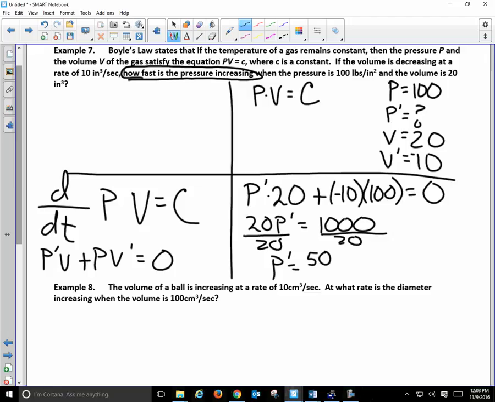Pounds per inch squared. And then it's with respect to time, so it's going to be pounds per inch squared per second. So the way that you write that is just 50 pounds per inches squared times seconds. You put them both in the denominator, because when you multiply by the reciprocal, the label would be in the denominator.